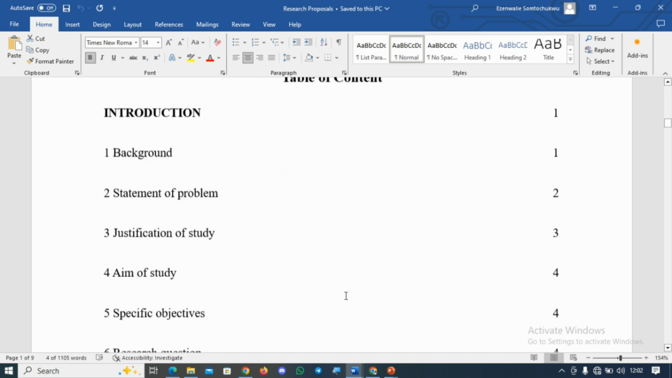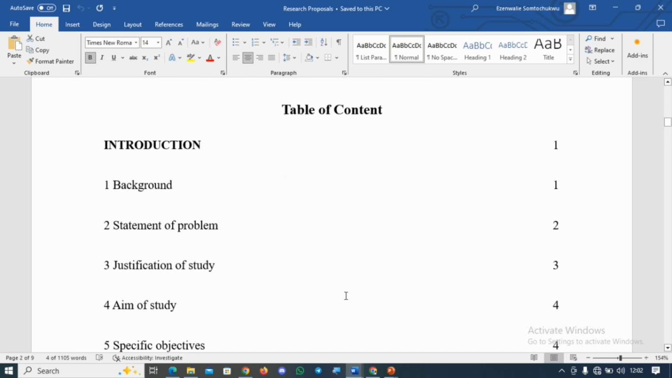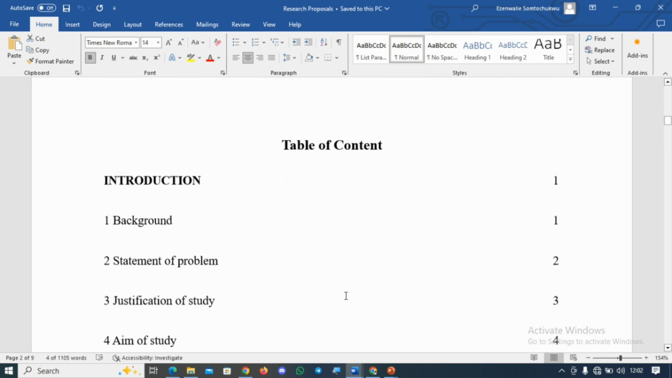Now, table of contents. This is where you arrange what we are about to see in your project proposal. Anything not stated in the table of contents shouldn't be outlined in your work. Okay, so it's best that you state everything that should be part of your main work in the table of contents.